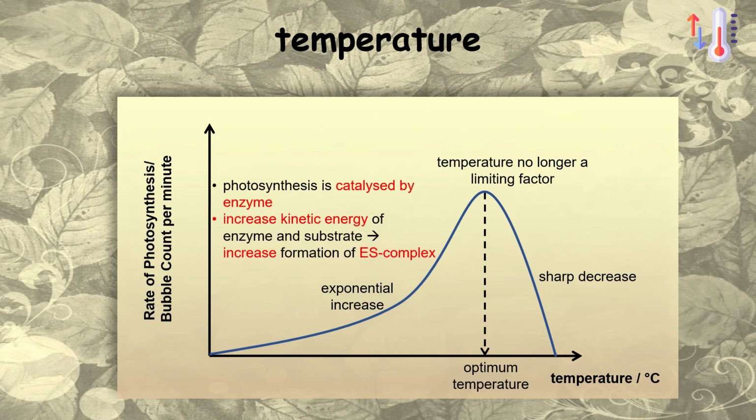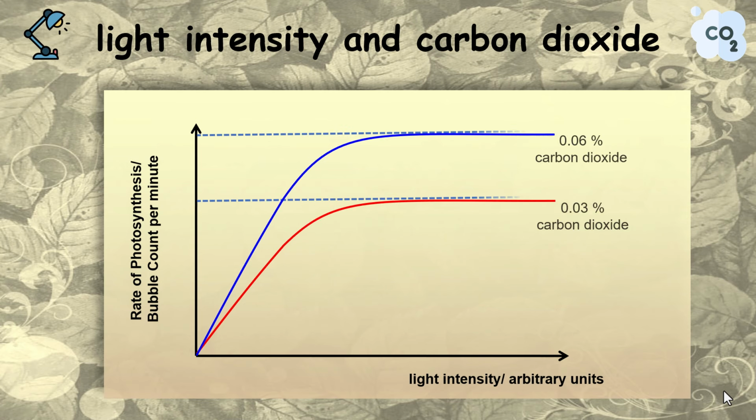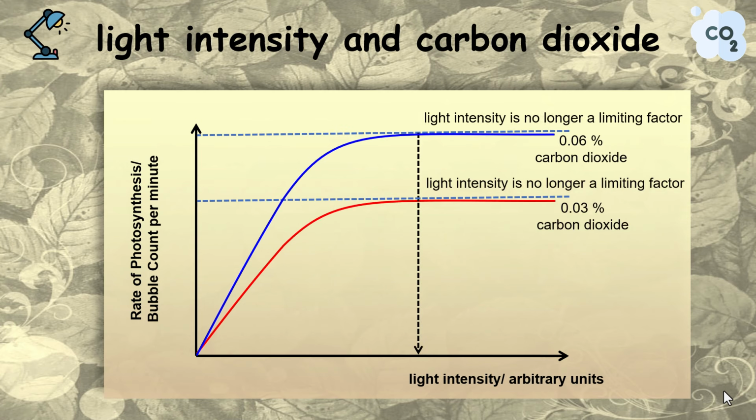enzyme and substrate, which leads to an increased collision rate of carbon dioxide and H+ ions with the enzyme forming ES complexes. Beyond the optimum temperature, the enzyme will start to denature, losing its active site, and the rate of reaction decreases. A graph with increasing light intensity and two different concentrations of carbon dioxide is not an uncommon sight.